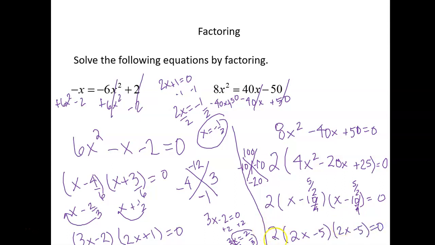The 2 doesn't have an x with it, so that's not going to have any part in our solution. But if I set 2x minus 5 equal to 0 and solve for x, I'd be adding 5 and dividing by 2. So x equals 5 halves. This one has one solution, but it happens twice, and that's okay. So it still has technically 2 solutions. They're just both 5 halves. So I just need to write it one time.